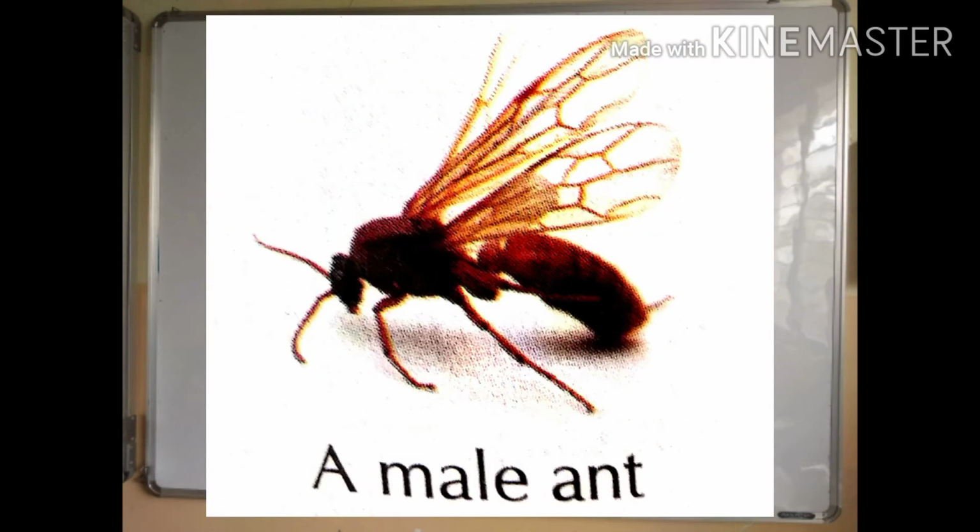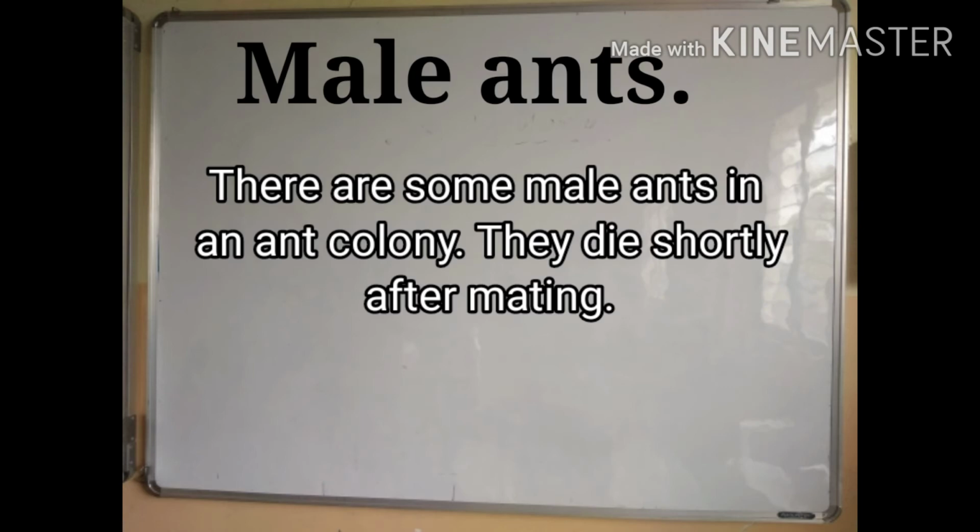Now see, here is a male ant. There are some male ants in an ant colony. They die shortly after mating. Means they do not do any work. They only do the mating, and after mating they die shortly. Understood? These are the male ants.